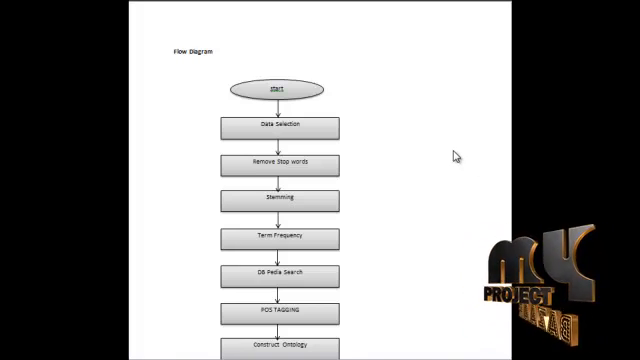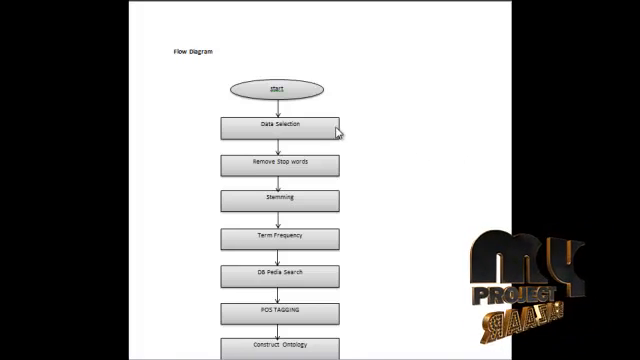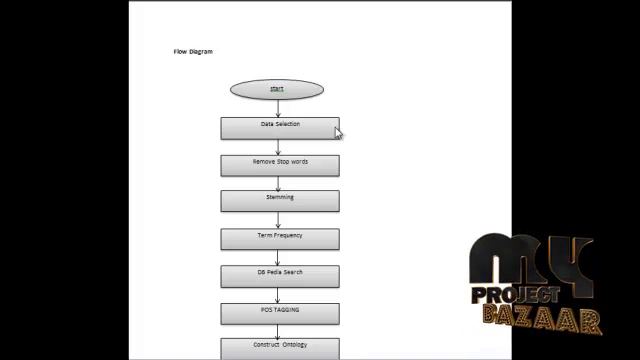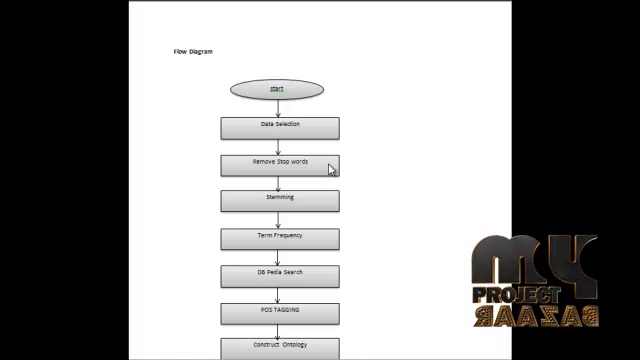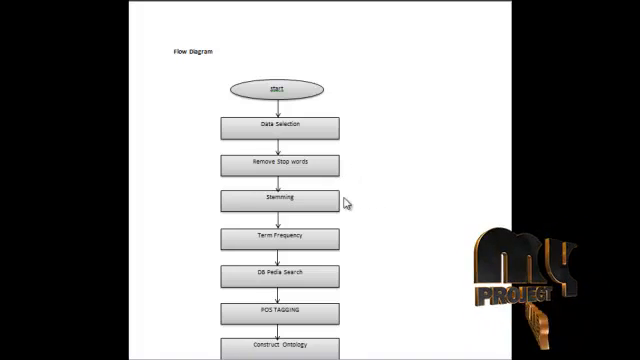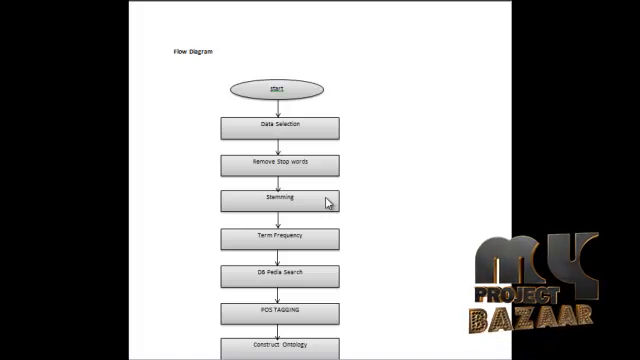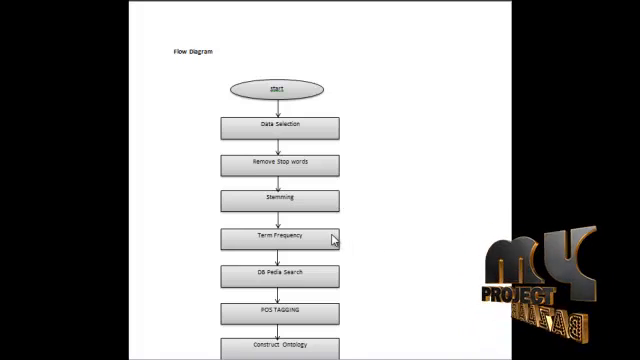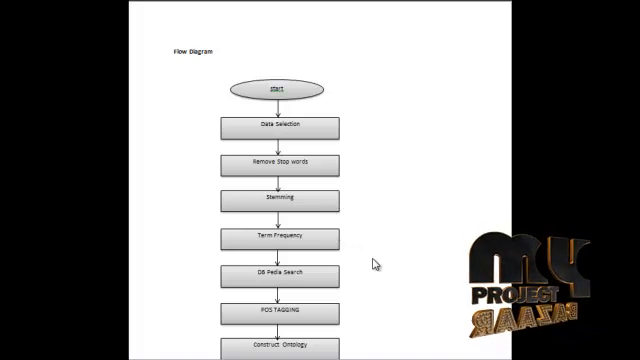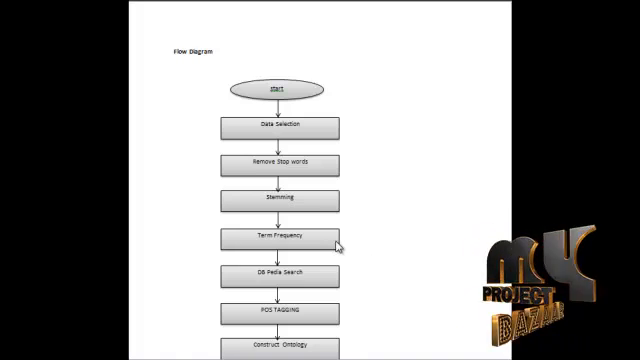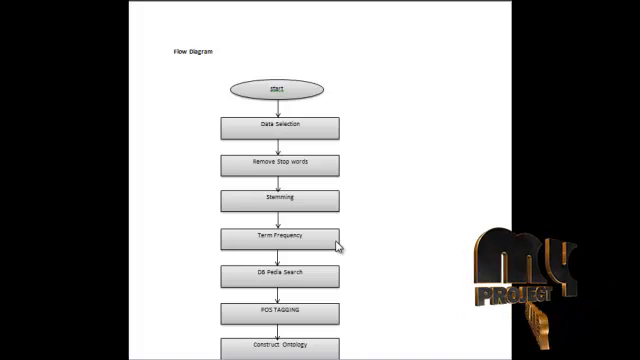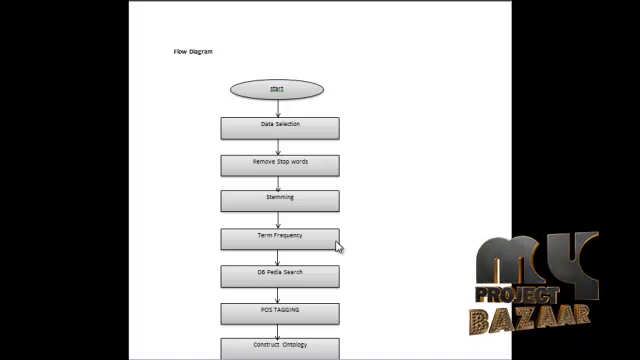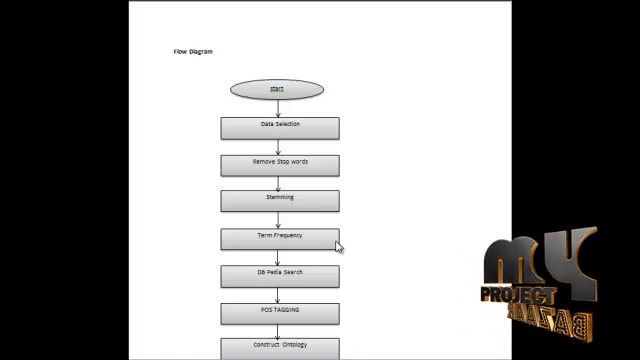In this process, first of all, we have to perform the data selection. After data selection, we remove the stopwords from the extracted data, and we perform the stemming operation. After that, we calculate the term frequency for each term. After calculating the term frequency, we get the frequency threshold value. From that, we get the most frequent items.